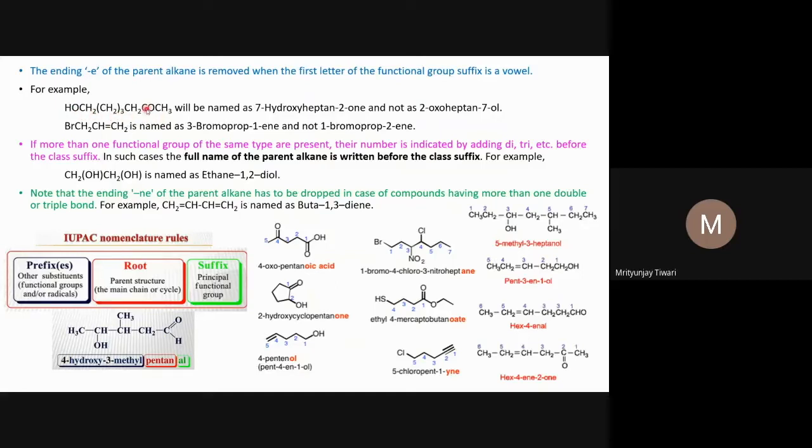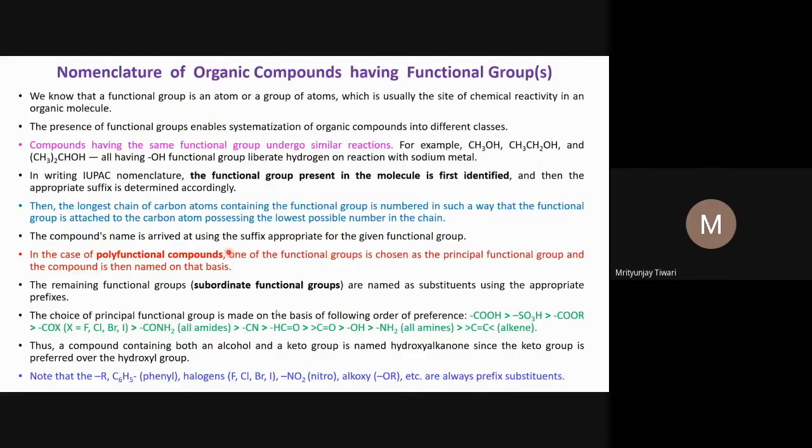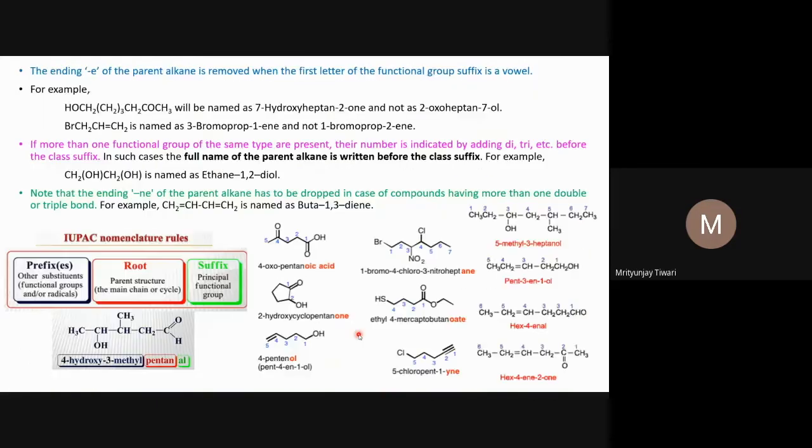What happens if we consider this as a substituent and not as the principal functional group? Then we would have to write the position of the double bond O, so it would become 2-oxo and then heptan-7-ol. But we don't write it that way because it's not the correct way. Why is that so? Because ketones have higher reactivity than alcohols.